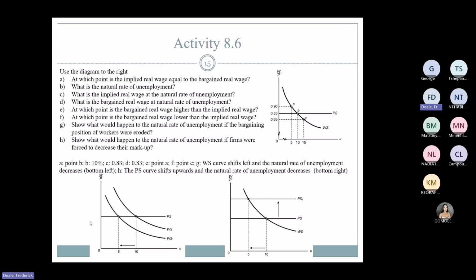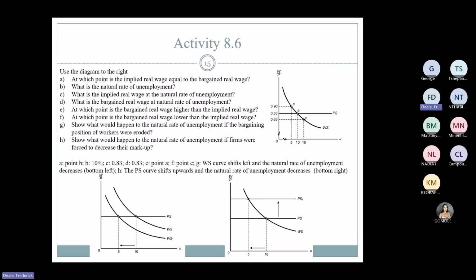But the firms still pay the same real wage. So last question here: show what would happen to the natural rate of unemployment if firms were forced to decrease their markup. So let's say the government forces Eskom to change their pricing methodology, right? Or forces firms to cap the amount of profit they can charge on their chickens, or whatever the case is. So you can make various examples of how they could do that. There might be a monopoly, or whatever the case is.